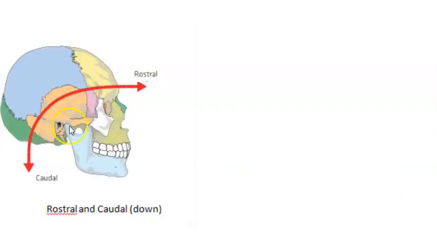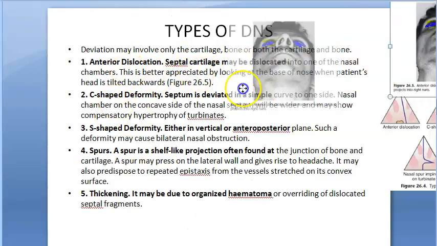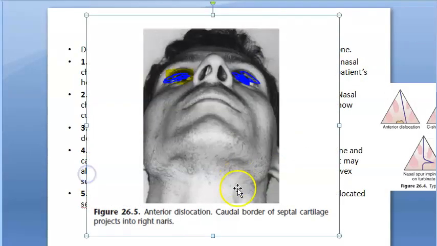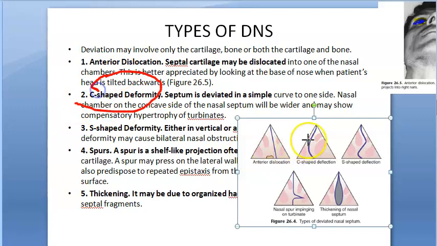See, this is caudal, and this is rostral. We are only concerned with caudal. Caudal, you can think of it like a tail, the posterior part of the body. Now how does that make sense here? The caudal border of the septal cartilage, that is, the posterior border of the septal cartilage, projects into the right nares. Now let us look at the C-shaped deformity.